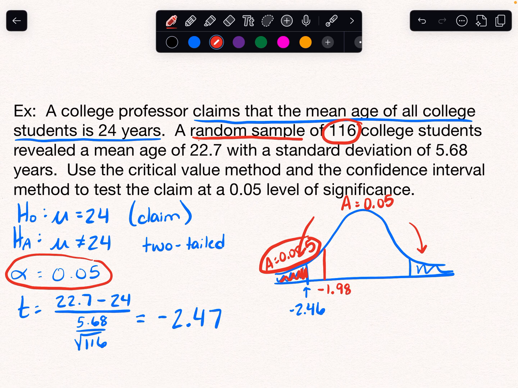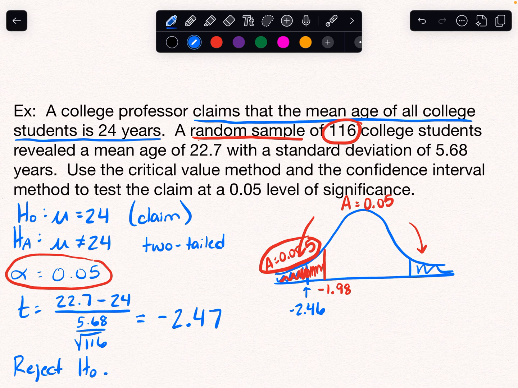And remember, your normal distribution graph is like a number line, so it's always least to greatest. So technically the area goes all the way up to negative 1.98. Then we ask ourselves, is our test statistic of negative 2.46 more significant than negative 1.98? And we would say yes. So we would reject the null hypothesis.